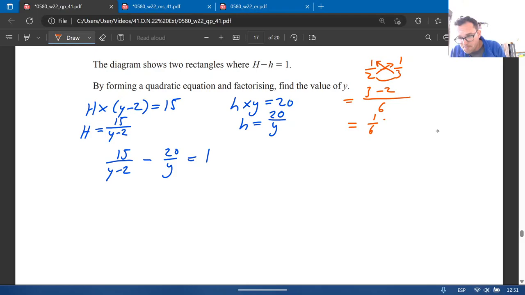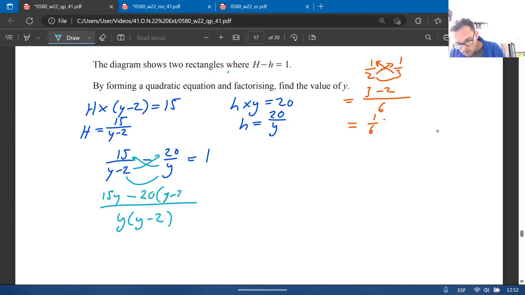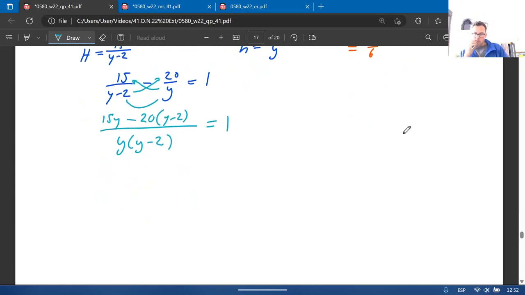So we're going to do the same over here. We're going to multiply the two denominators together. That's y times y minus 2. Multiply this y there, that gives us 15y, and multiply that one there. Remember, there's a minus in the middle, so we need to multiply all of the y minus 2 with a 20, equals 1. Right, let's get rid of the fraction. Let's multiply all of this over there. Now, 1 times anything stays the same, so that gives us 15y minus 20 times y minus 2.